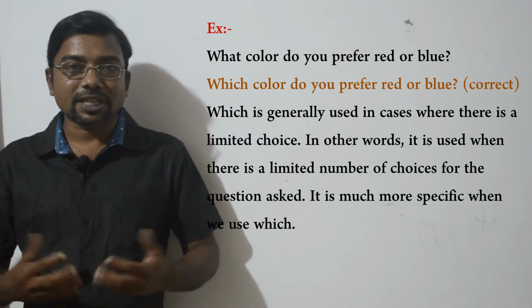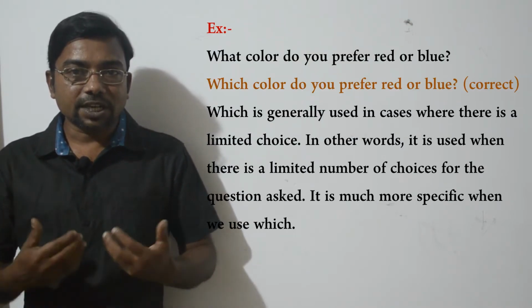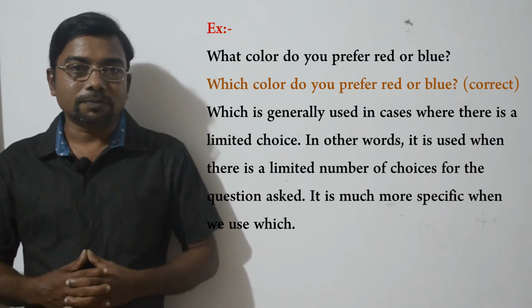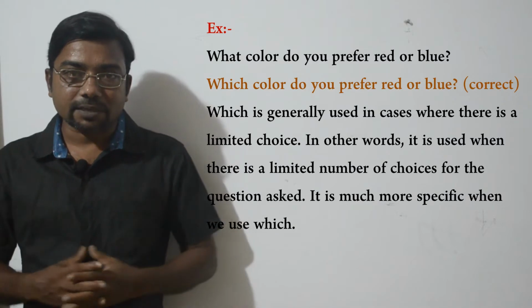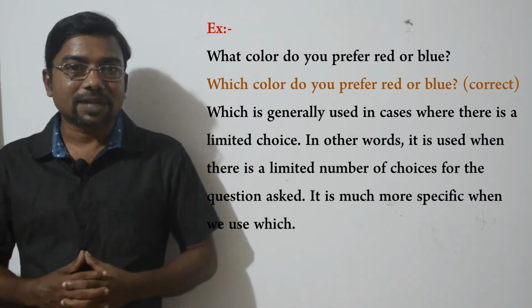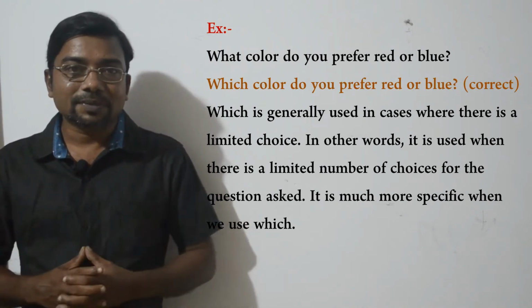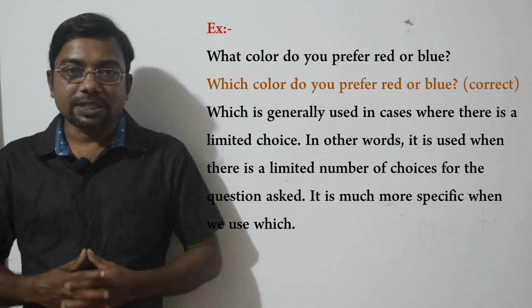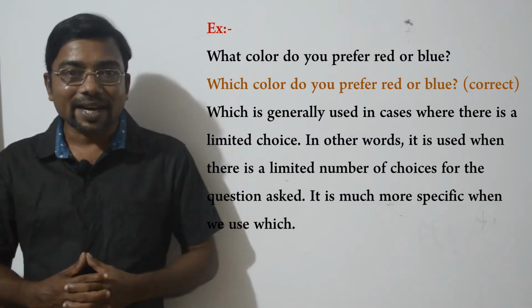Okay, everyone. Now let's consider these examples. What color do you prefer, red or blue? Which color do you prefer, red or blue? Can you find the correct sentence from these two examples? Here, which color do you prefer, red or blue, is the correct sentence. Let's find out why. Because here we use this question to ask for one color out of two choices, red and blue.